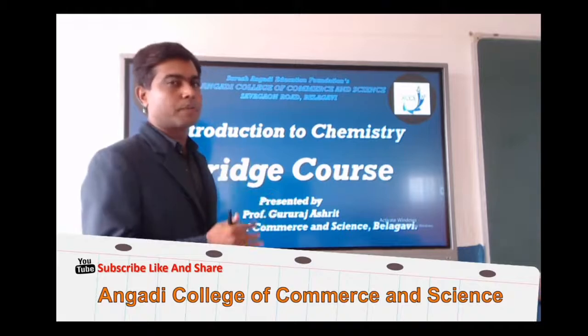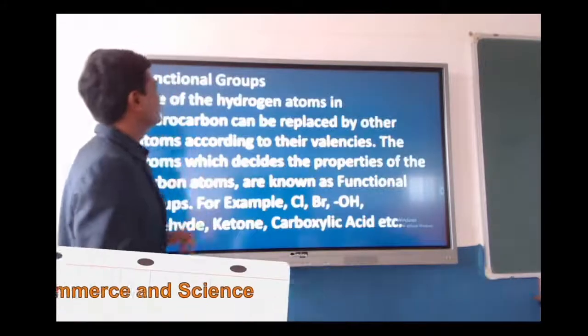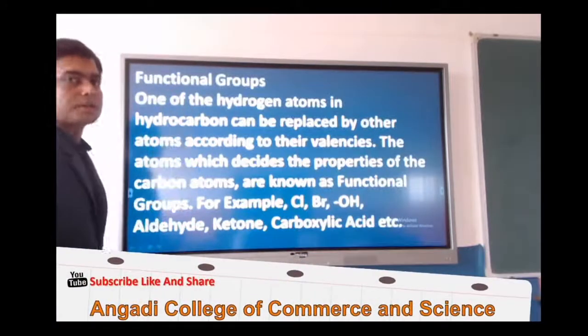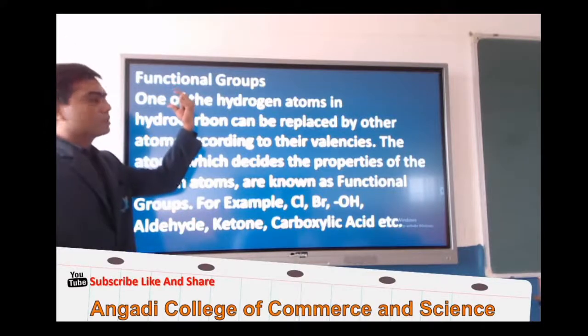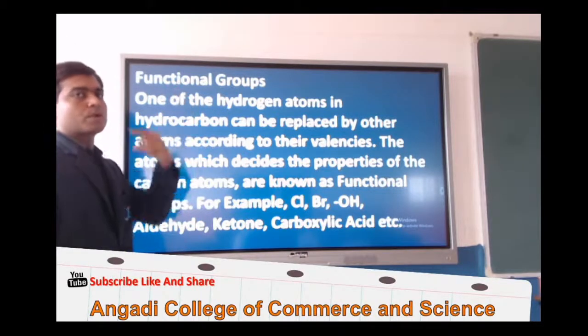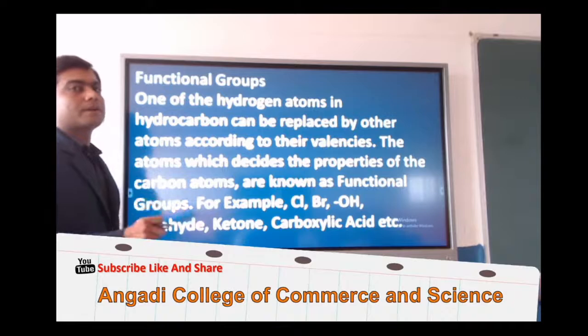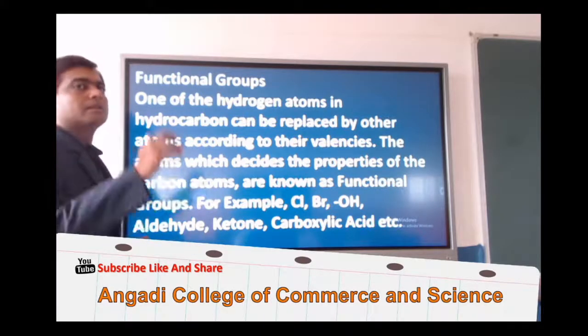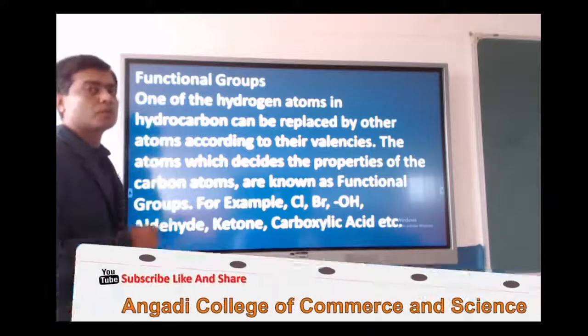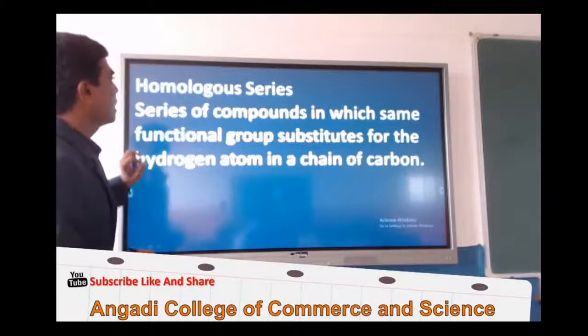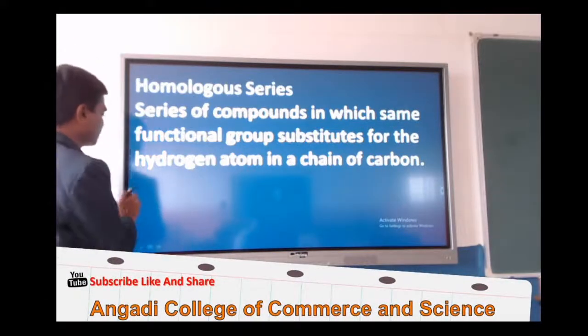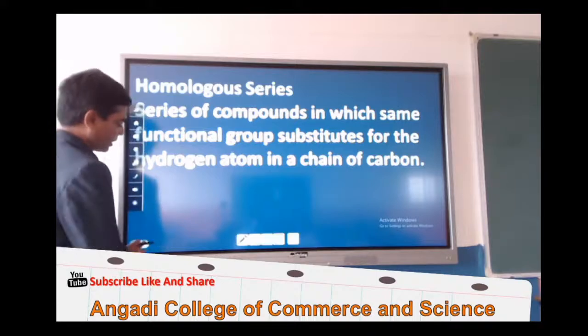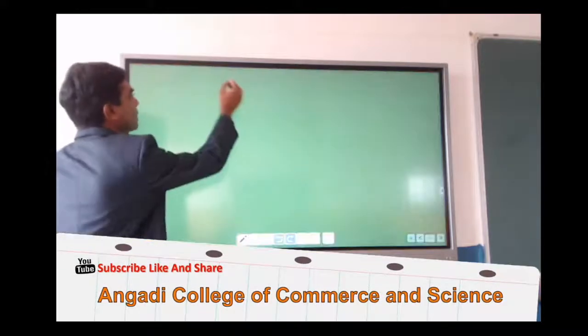The continued part we can start here, that is functional groups. Yesterday also I briefly told about this. What is the work of this? It acts as the reactivity part in chemical reactions. And the different types of functional groups, as I already told you before in homologous series, I will write again here.